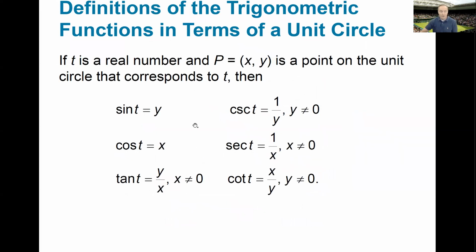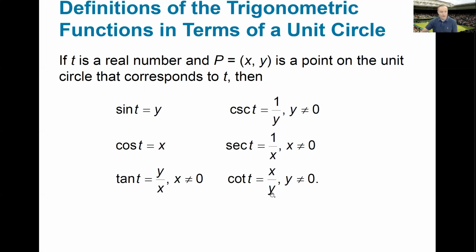Now, if I go to cosecant of t, it's 1 over the y value because it's simply the reciprocal of the sine function. Secant's the reciprocal of cosine, so it's 1 over x. And cotangent is simply the reciprocal of the tangent function, so it's x over y.